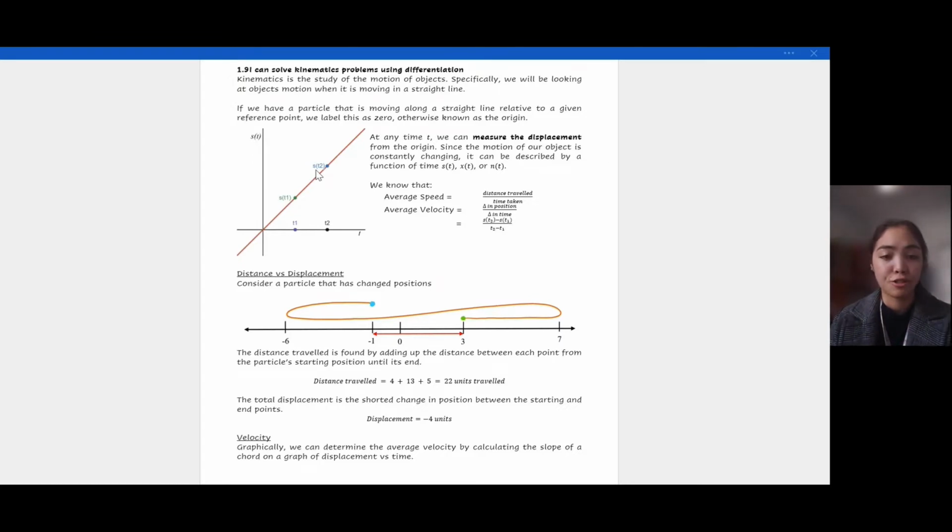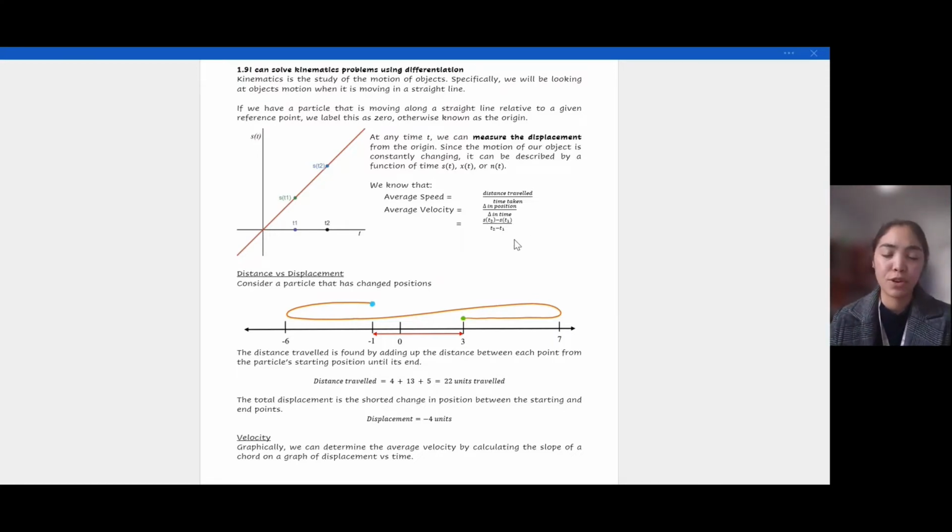So we can use our gradient formula: y2 take y1 over x2 take x1. But in this case, instead of x's and y's, in place of y's we've got s at the point t2, as well as my function of s at the point t1, over my two points t2 and t1. That just comes from my gradient formula.